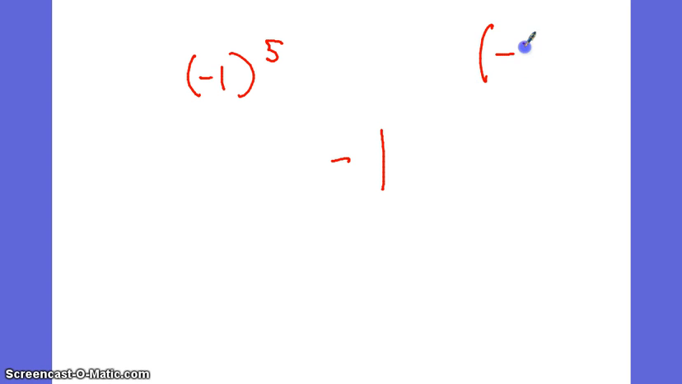And just like that, negative 1 to the 6th power, that's still going to be 1, and you know that's an even number of negatives. That's going to yield you a positive number. So that's kind of a cool trick.